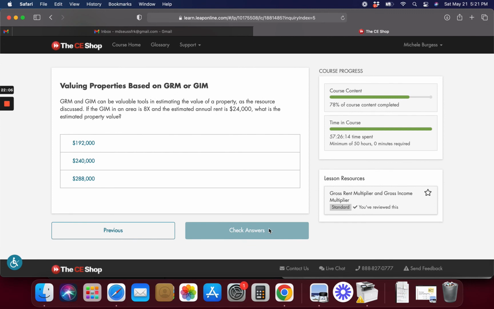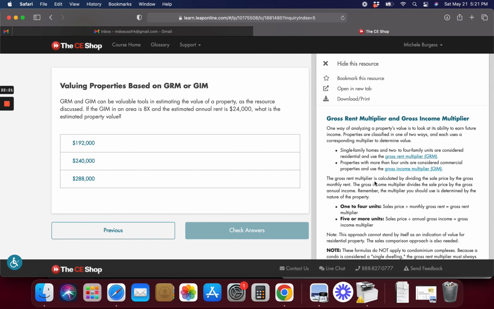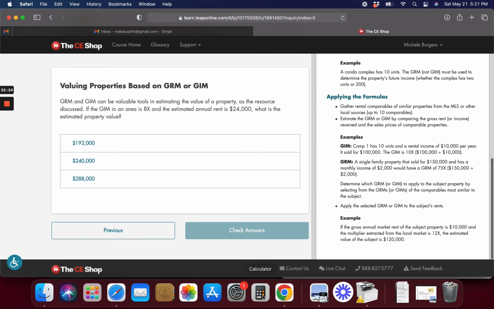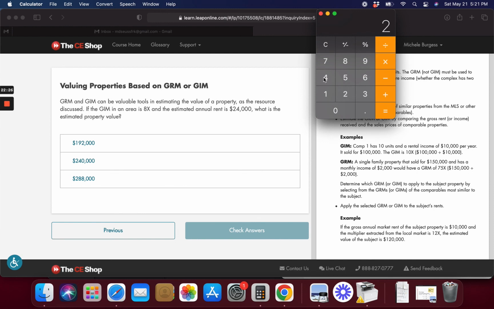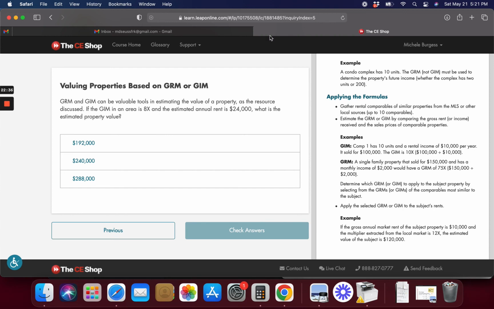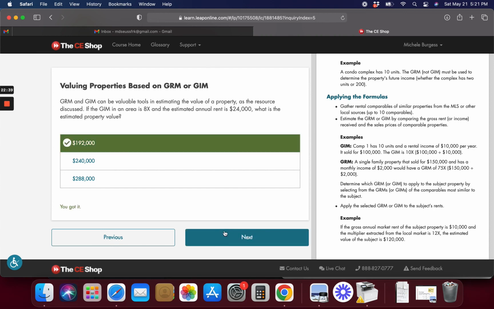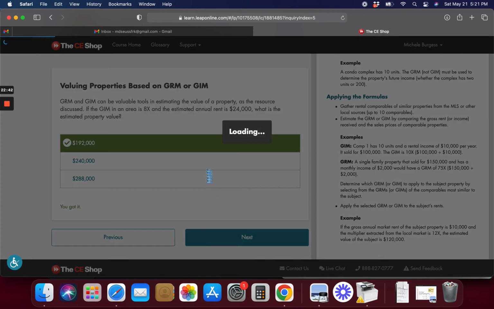Okay, 8 times estimated value of 24. If the GIM is 8x, 8 times 24,000, I guess is what that means. $192,000. I don't know. Okay, well that was easy enough. Can we get all the problems that easy?